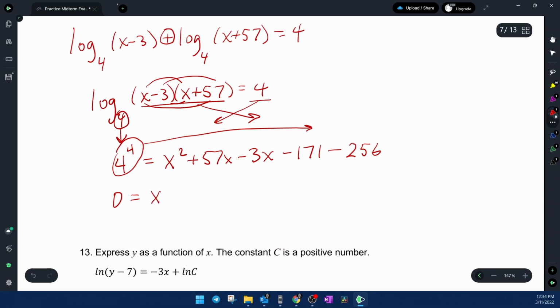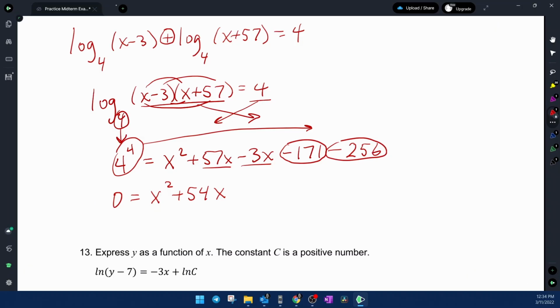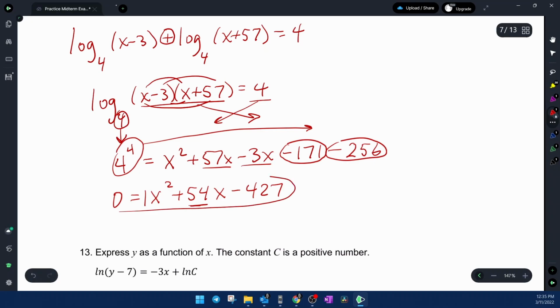And that's going to give me x squared plus 54x minus 427, since negative 171 minus 256 is negative 427. And then if you want to try to factor that, you can. I think what I'm going to do, since my b is even and a is 1, is use completing the square.